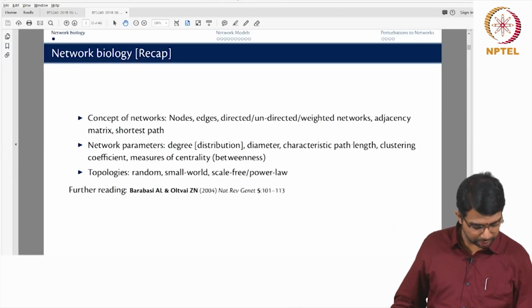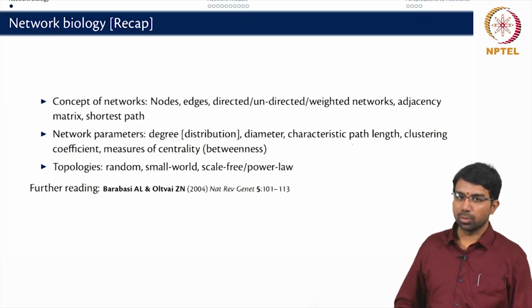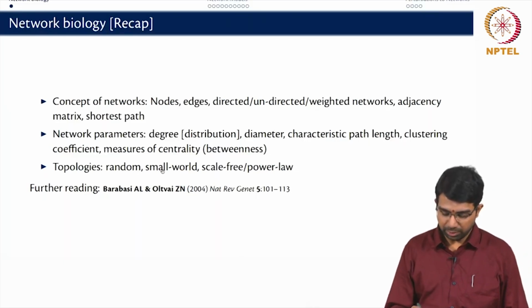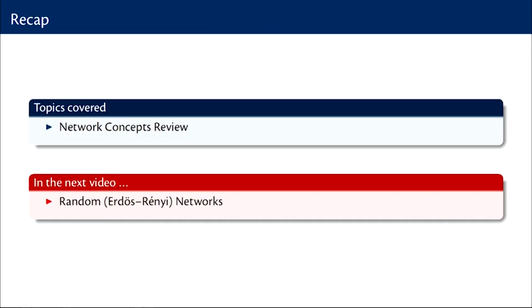Now that we are familiar with all the network parameters, the next thing to look at is the network topologies: basically random, small world and power law networks. So in today's video we reviewed several network concepts, and in the next video we will start looking at the concept of network models and start with a very interesting model of networks which was proposed way back in the 1960s by Erdős and Rényi.